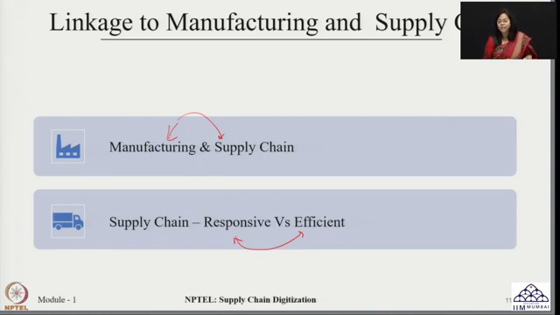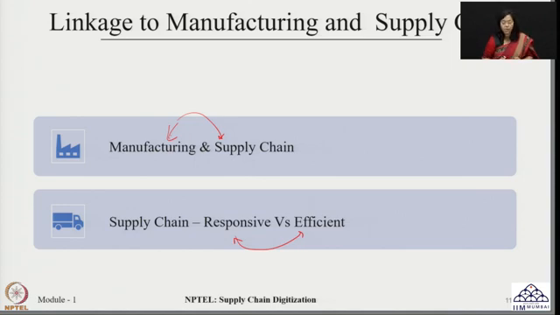So when we are saying that supply chain is responsive, the focus is all on ensuring that the product reaches to the customer in minimum time and as quickly as possible and as per the customer requirement. Whereas when we say that the supply chain is efficient, it is all about ensuring that the product reaches to the customer in minimum possible cost. So the focus is more about managing your cost in the efficient supply chain part.